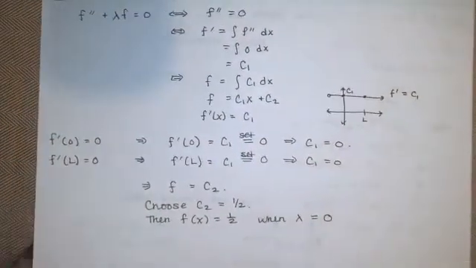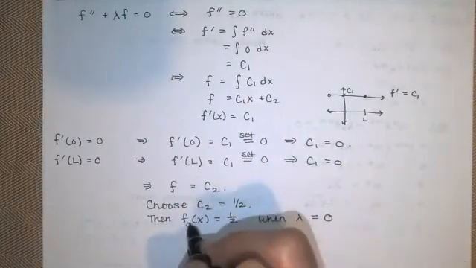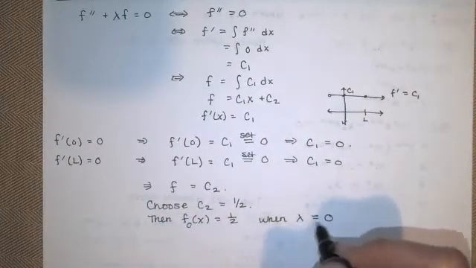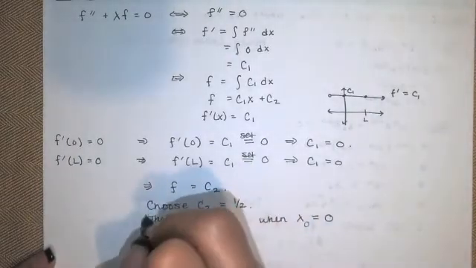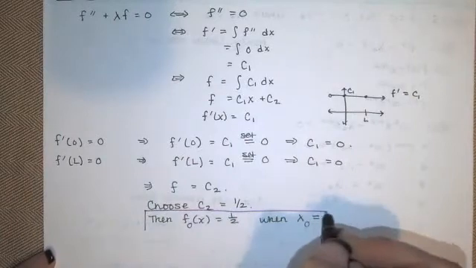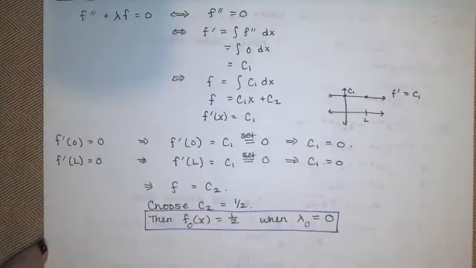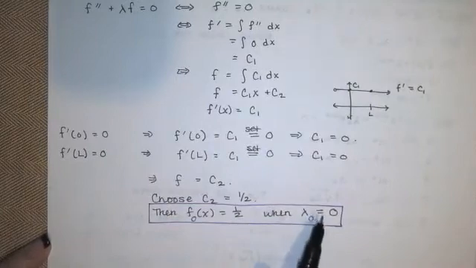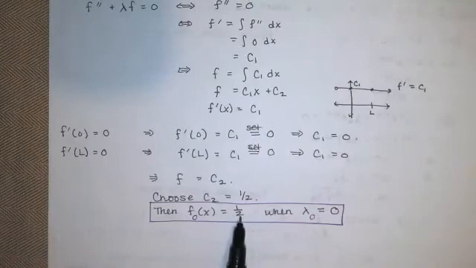Now we will call this first function f sub 0, and we'll call this value of lambda equal to 0, lambda sub 0. And so that's what we have right here. This eigenvalue of 0 corresponds to this eigenfunction. It could actually be any constant. We're choosing that constant to be 1/2.